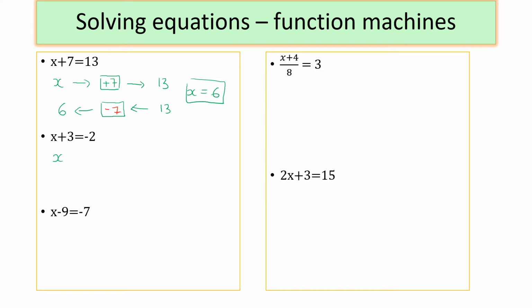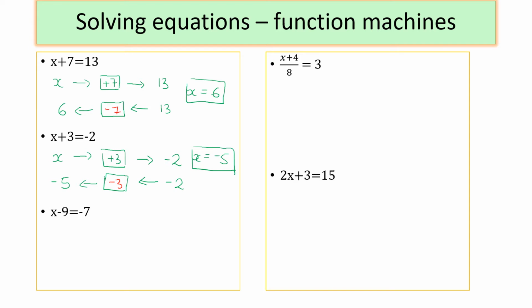We start with x, you add 3, and the answer is minus 2. So now I'm going to start with minus 2, going backwards. We need to work out the inverse operation. Instead of adding 3, we take away 3. Minus 2 take away 3 is minus 5. You can put your answer back into the equation, substitute it in and see whether your answer is correct. If I do minus 5 add 3, I do get minus 2, so I know I'm correct.